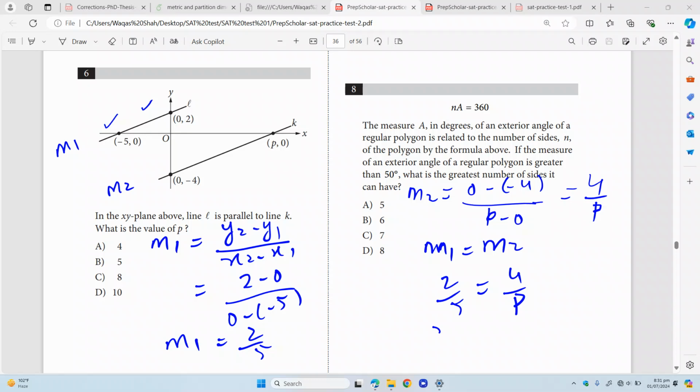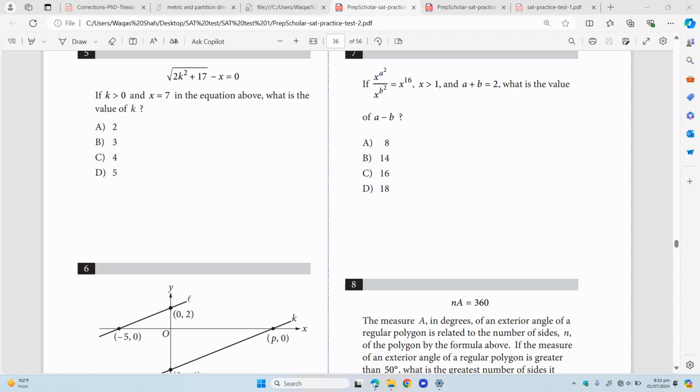We will have 2p is equal to 5 times 4 divided by 2, so it will be 2 and then 10, so p is equal to 10, okay. So that is the value of p, which is 10, okay students.